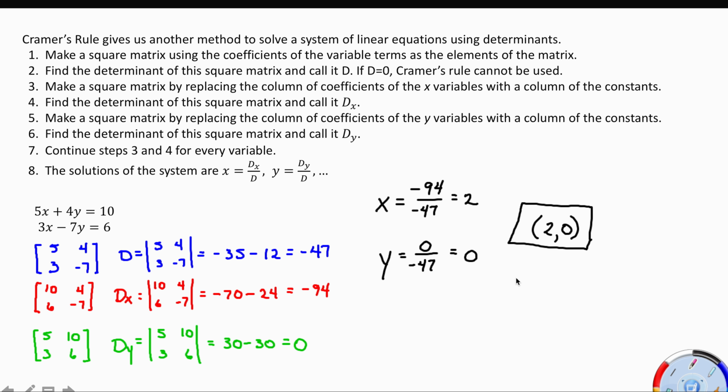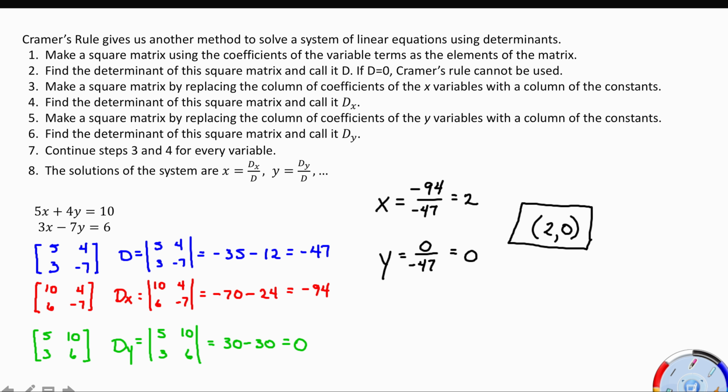Okay, if your determinant D is 0, you can't use Cramer's rule. But what that's telling you is that either your system has no solution or infinite solutions. So you'll know that piece of information, and you can go back and use one of the other methods to determine if it's no solution or infinite solutions. Because of course you can't divide by 0, and we've got to divide by that D.